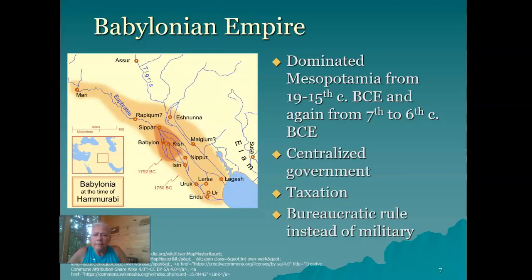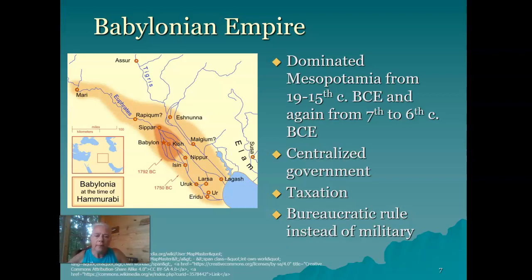The Babylonian Empire was one of the most important empires in Mesopotamia. It dominated Mesopotamia during two eras. The old era was from the 19th to 15th century BCE, and then once again from the 7th to 6th century BCE. There were several other empires that ruled or dominated that area of Mesopotamia between the 15th and the 7th century, but they're not really applicable to this course.